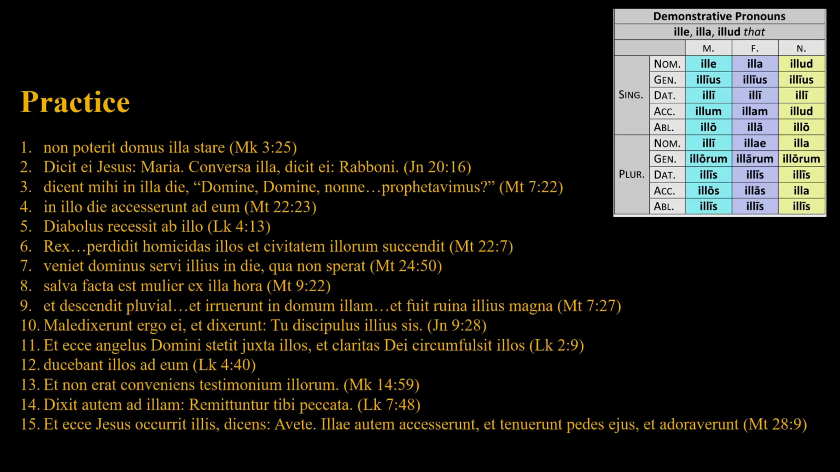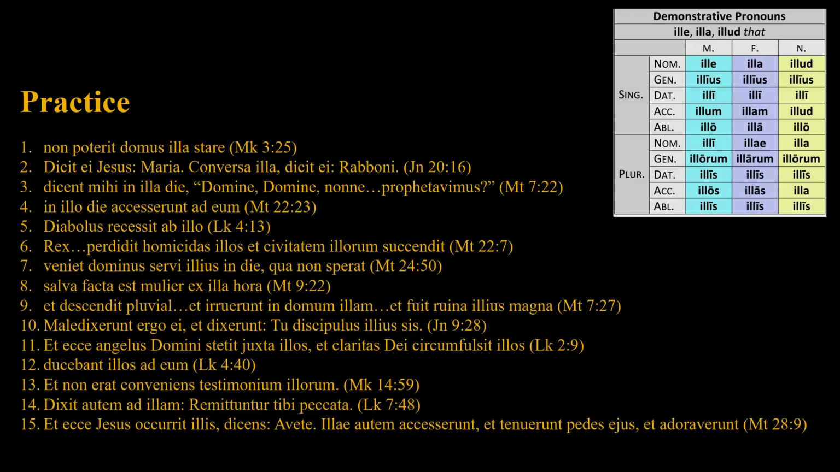So, and the rain came down, it descended pluvial, the rain came down, this is a hard word, eruerunt, and destroyed that house. Domum illam, destroyed that house. Okay? And here we're looking at the accusative, because the house is receiving the action of being destroyed.